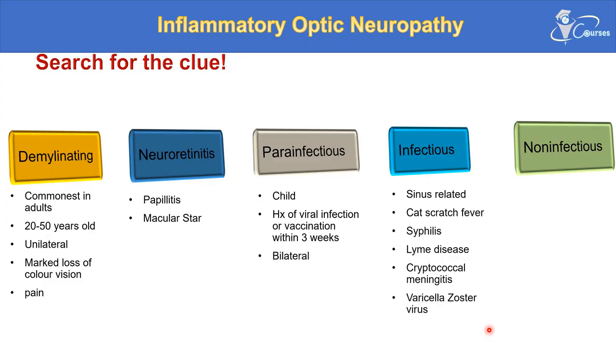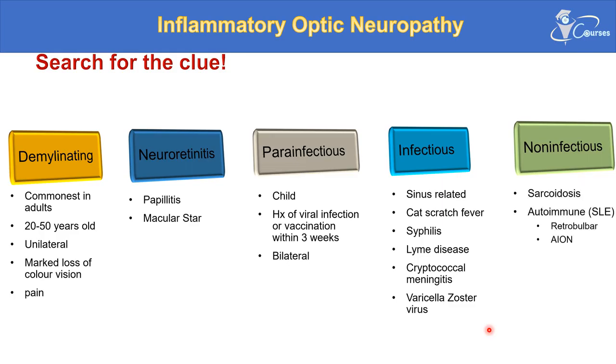Infectious. Sometimes the optic neuropathy can be infectious in origin, like it could be sinus related, spread of sinus infection, cat scratch disease, which will cause neuroretinitis, syphilis, Lyme disease causing atypical optic neuritis, as I just told you, cryptococcal meningitis, varicella zoster virus.